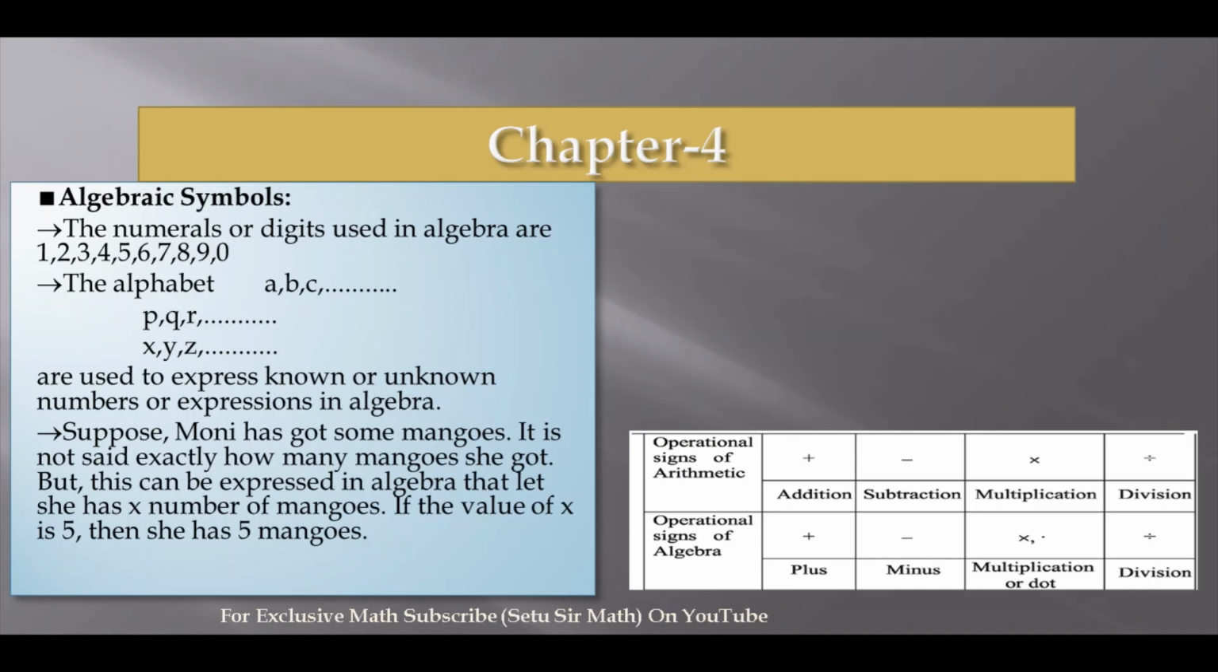Suppose Moni has got some mangoes. It has not been said exactly how many mangoes she got, but this can be expressed in algebra. How? Let's see. Let her have X number of mangoes. That means we don't know how many mangoes she has, but we will make a let that she has X number of mangoes. Now we have to find out the value of X. If the value of X is 5, then she has 5 mangoes. If the value of X is 10, then she has 10 mangoes. That is the thing.